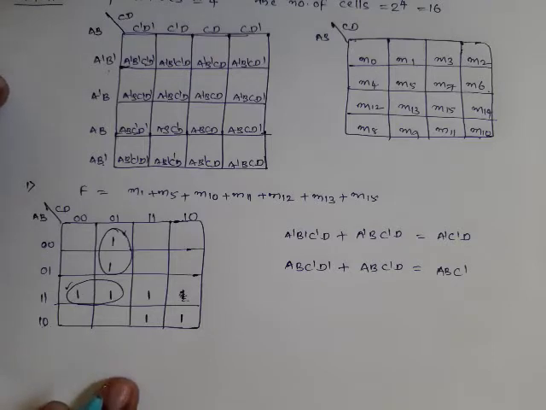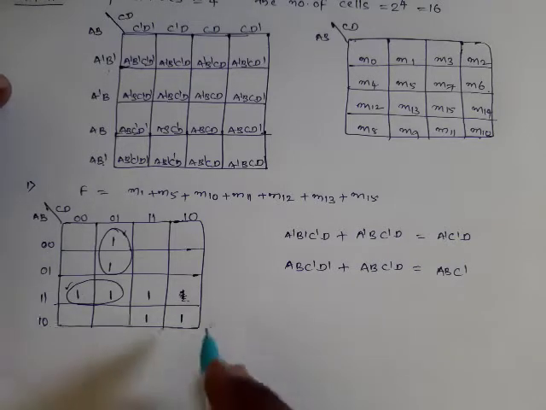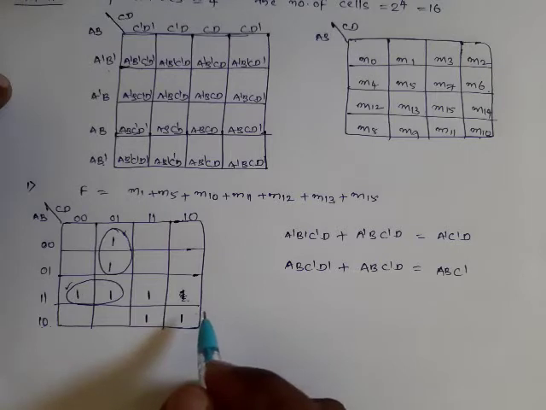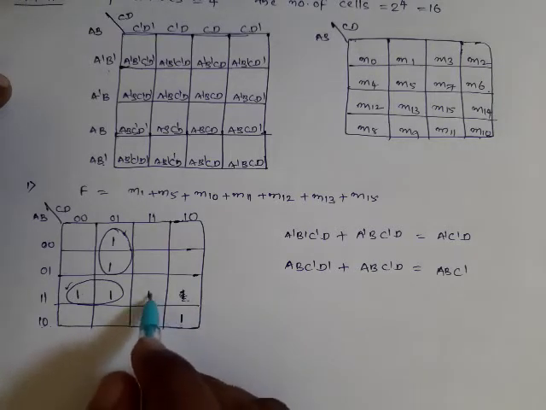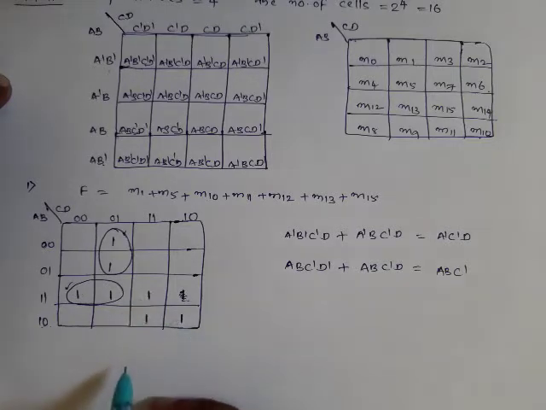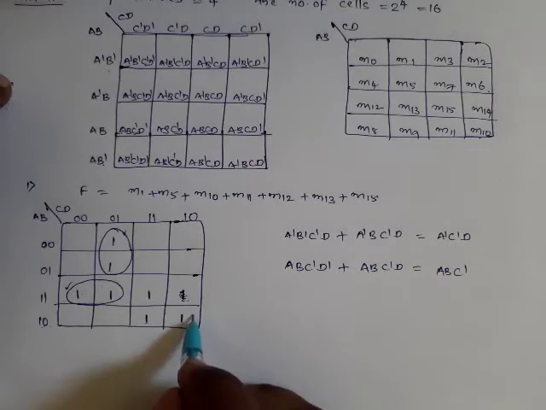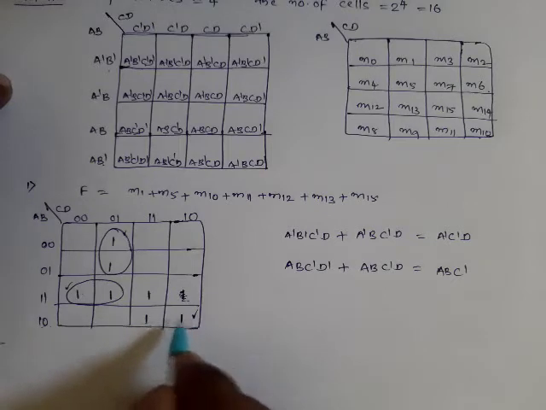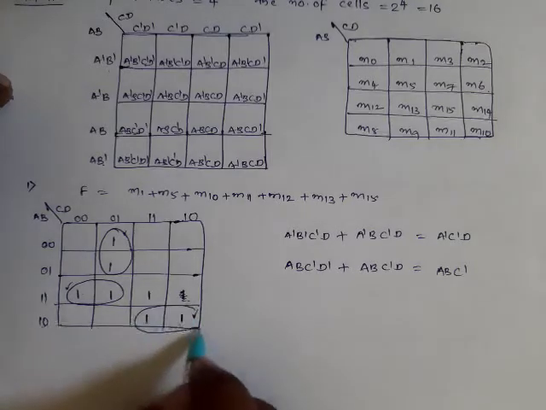Next, look at what are the other cells which contain ones which are adjacent to only one other one. You cannot select this because it is adjacent to this one and this one. You cannot select this because it is adjacent to this one and this one. But you can see that this cell containing 1 is adjacent to only this one, and here you can form a pair of 2 only, so form a pair of 2.